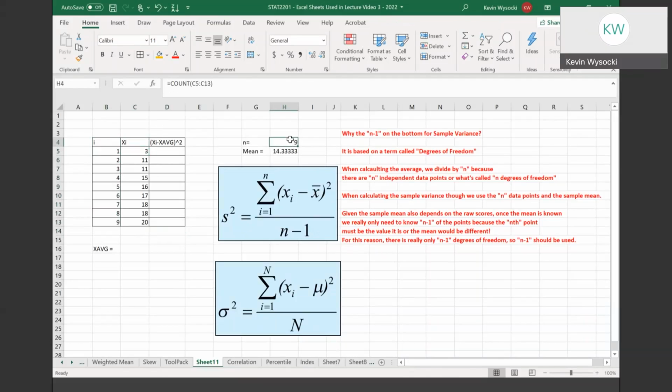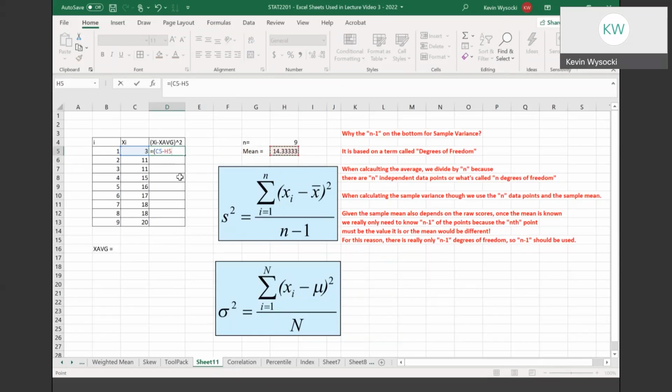I did count the elements using count, and there are 9 of them. And I found the average, or the mean, using the average function. So that's what we'll use in our calculation. What we want in this column over here is equals, and then we want to take each of the raw scores, one cell to the left, minus the mean, and we want the mean to be the same for all of these cells.